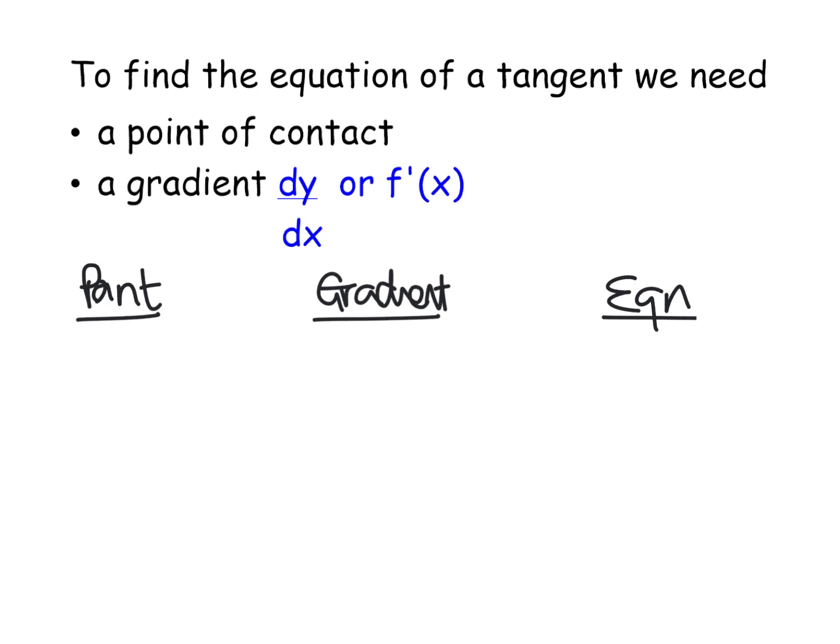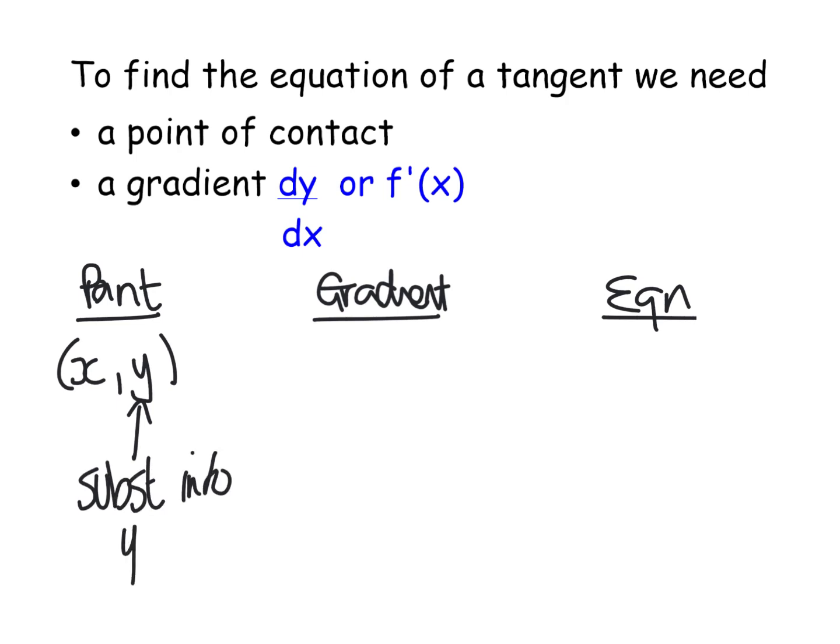So the point, they will probably always give you an x value. If you're lucky, they might give you a y value, but you might have to get that through substitution. Okay, so substitution into y or f of x. The gradient, now, differentiation is another way of finding gradient. dy by dx and m stand for the exact same thing. Well, so does f dashed x. So they all stand for gradients.